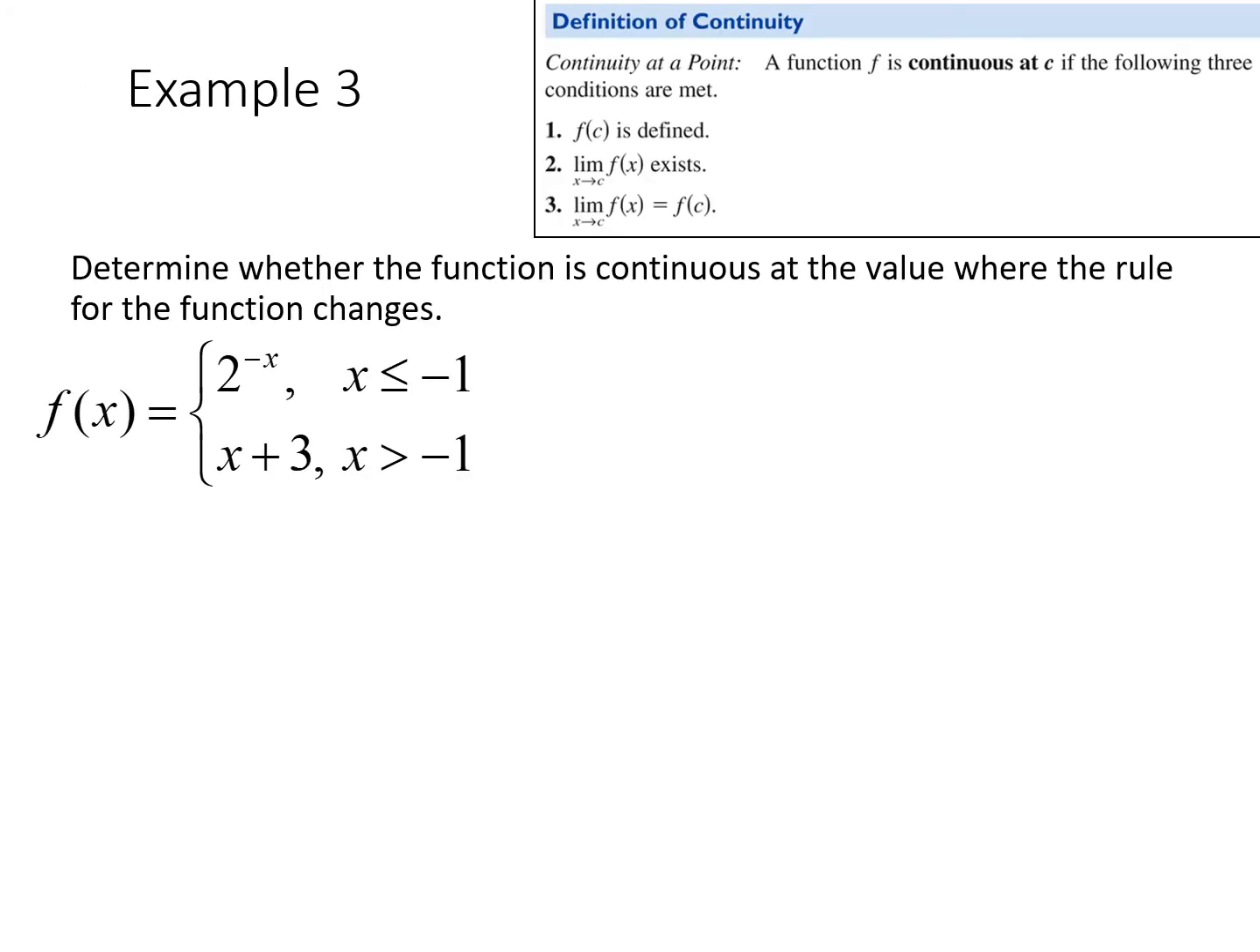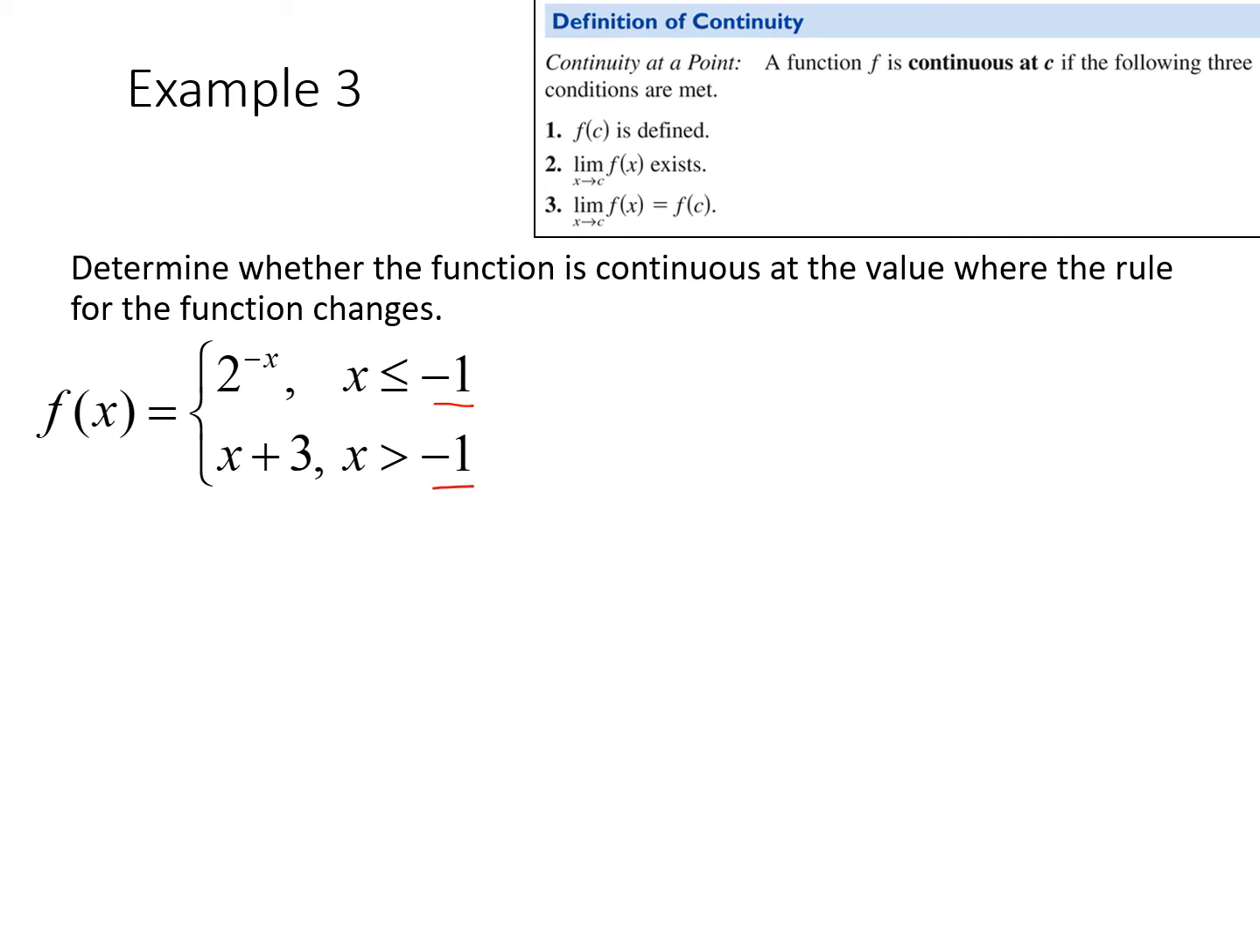Okay, example 3 gets us into piecewise functions. Determine whether the function is continuous at the value where the rule for the function changes. So that's kind of an interesting phrase. What does it mean by the rule for which the function changes? That is going to be right here, at x less than or equal to -1, and x greater than 1. That's where the functions switch. If you think of train tracks, it's where you're switching from one train track to the other. So that is a place where the function could have a discontinuity.